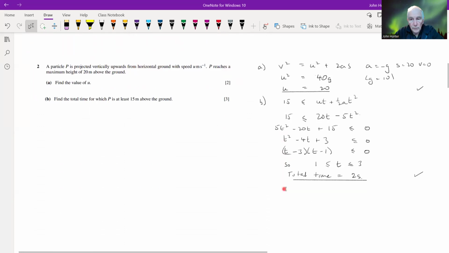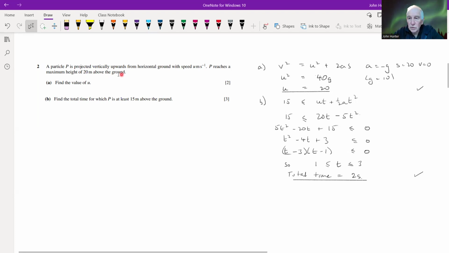Number two now. A particle P is projected vertically upwards from horizontal ground with speed u, reaching a maximum height of 20 meters above the ground. Find the value of u. As with many of these things, some things are buried in the narrative: P reaches a maximum height of 20 meters above the ground.